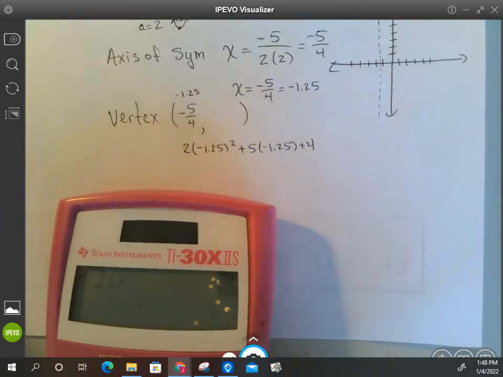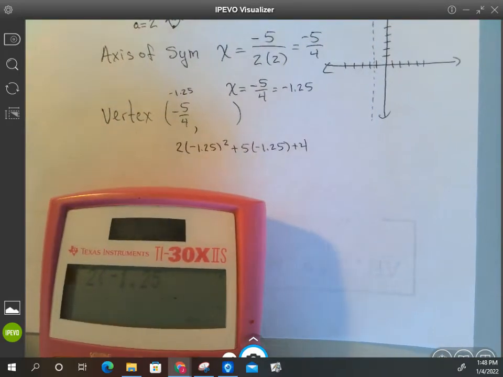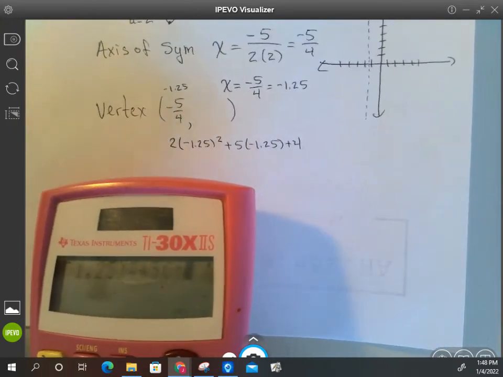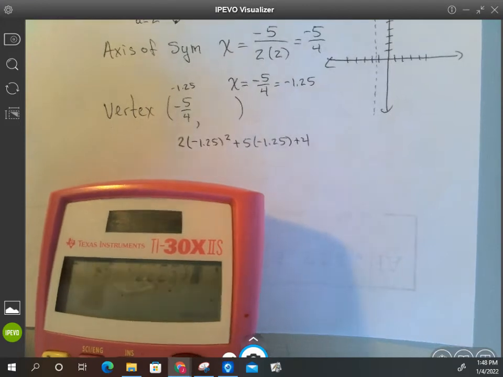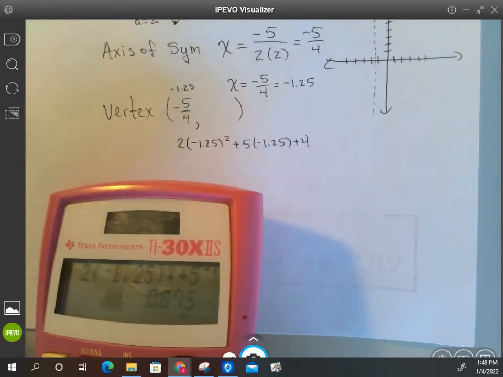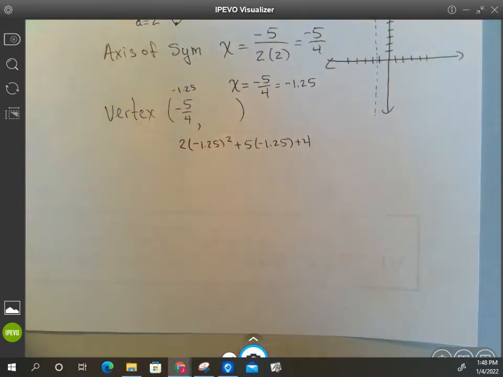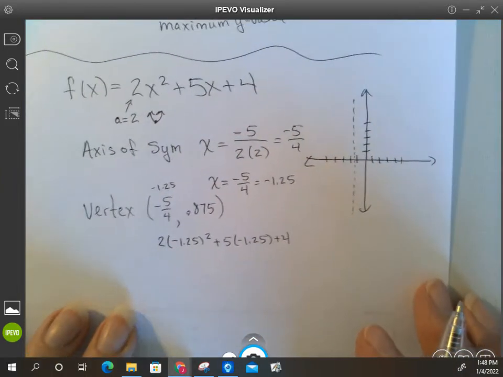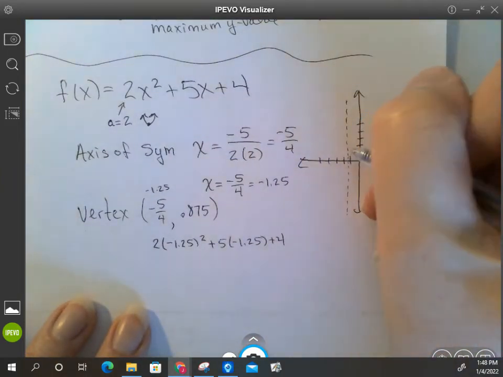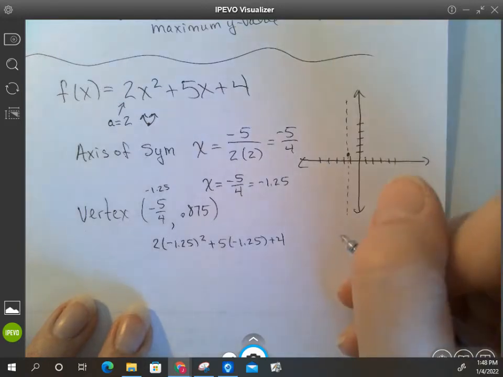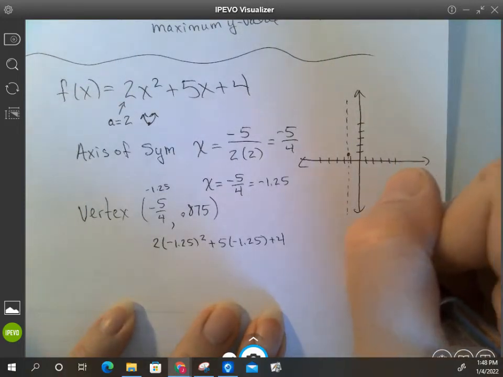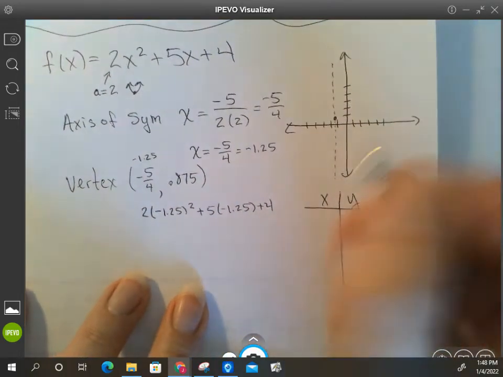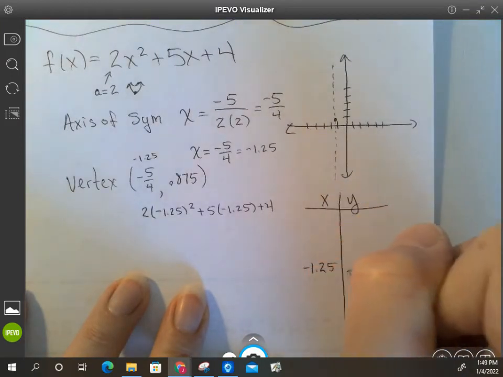All right, so it is 2 times that negative 1.25, close parentheses, so the square is on the negative sign too, and just put in the rest of it. Again, you can use fraction or decimal, and I got out 0.875. Okay, so that is my vertex, negative 5/4, 0.875, just below the 1, and I'm going to go ahead and create a t-chart. Now, what goes in the middle of my t-chart? My vertex. So that negative 1.25, 0.875.